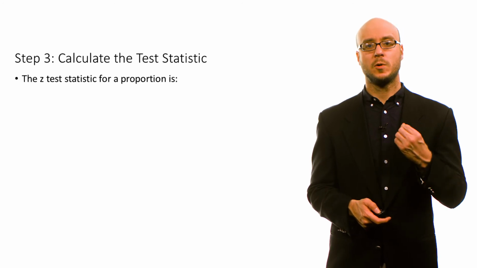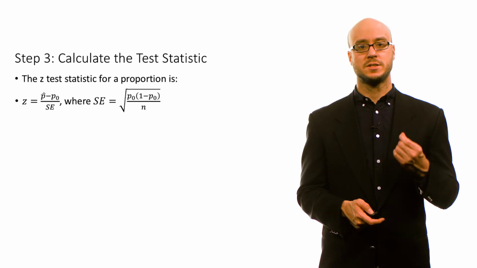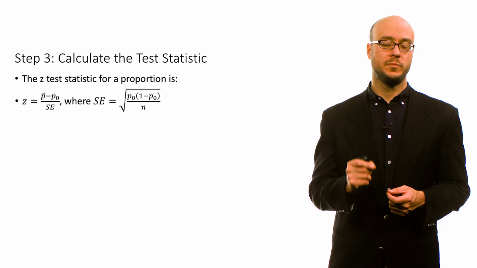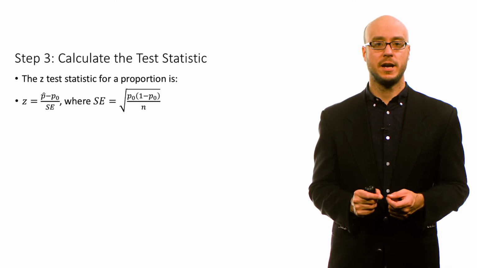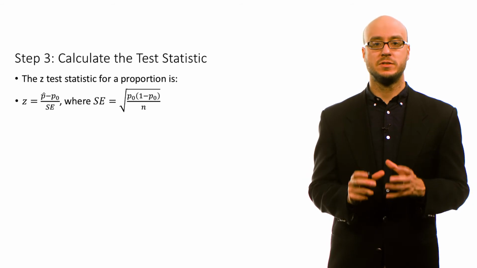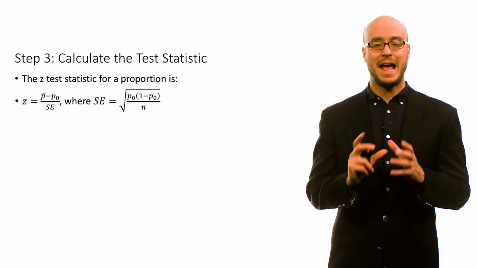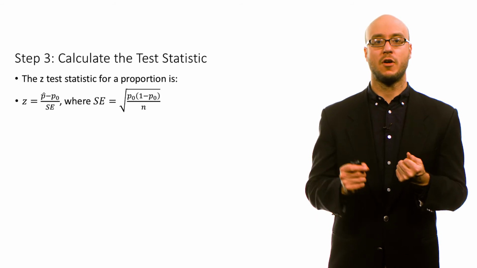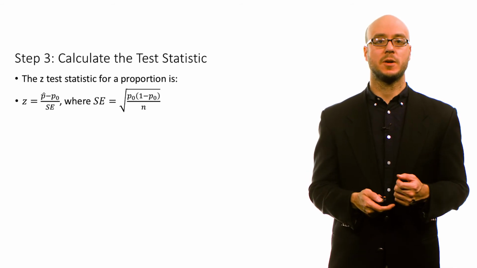For step 3, we want to calculate the test statistic. The z-test statistic for proportion is p hat minus p subscript 0 divided by the standard error. Again, all this is doing is calculating how inconsistent our data, represented by p hat, is with the null, represented by p subscript 0.